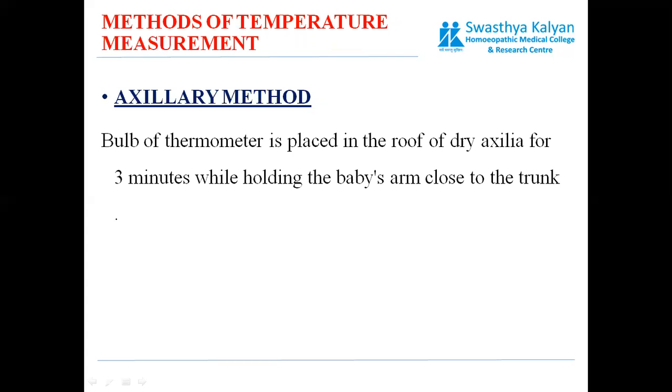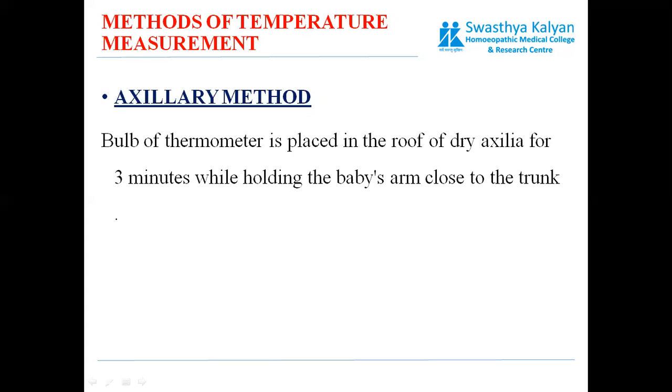In this method, the bulb of the thermometer is placed in the roof of the dry axilla for at least 3 minutes while holding the baby's arm close to the trunk. Now this is an intermittent measurement. It is not continuous measurement. We cannot measure the temperature continuously. We can measure temperature intermittently. So the axillary method is an intermittent measurement.